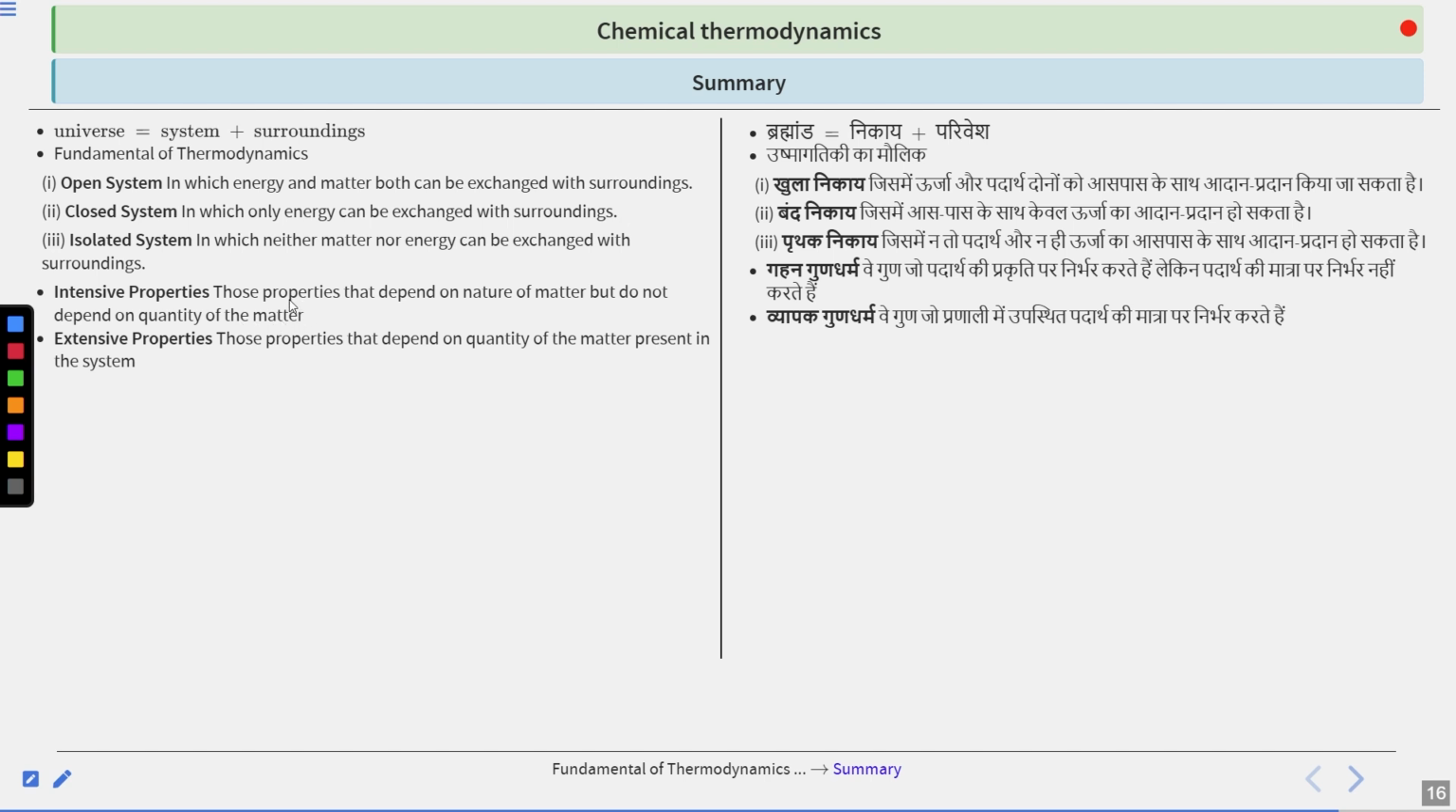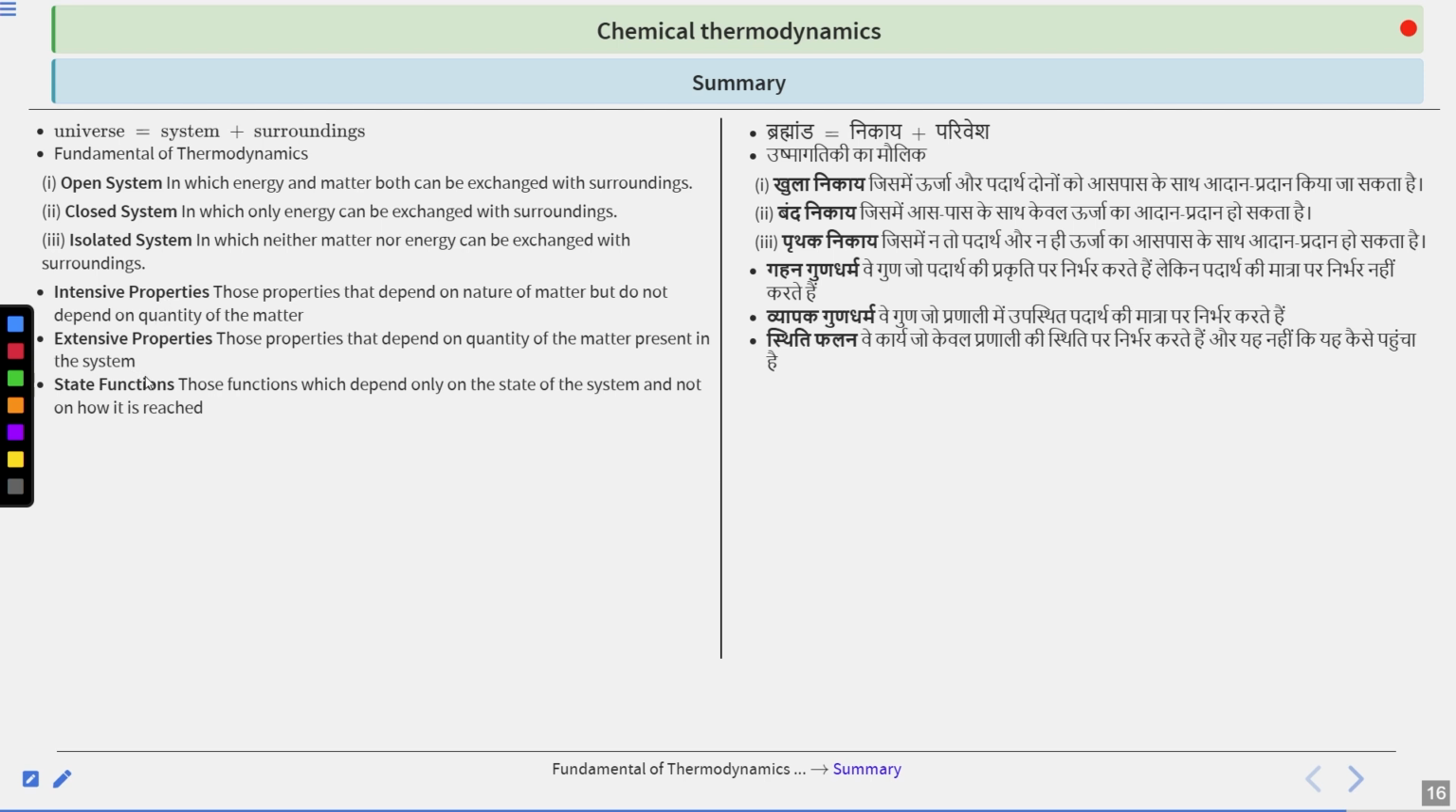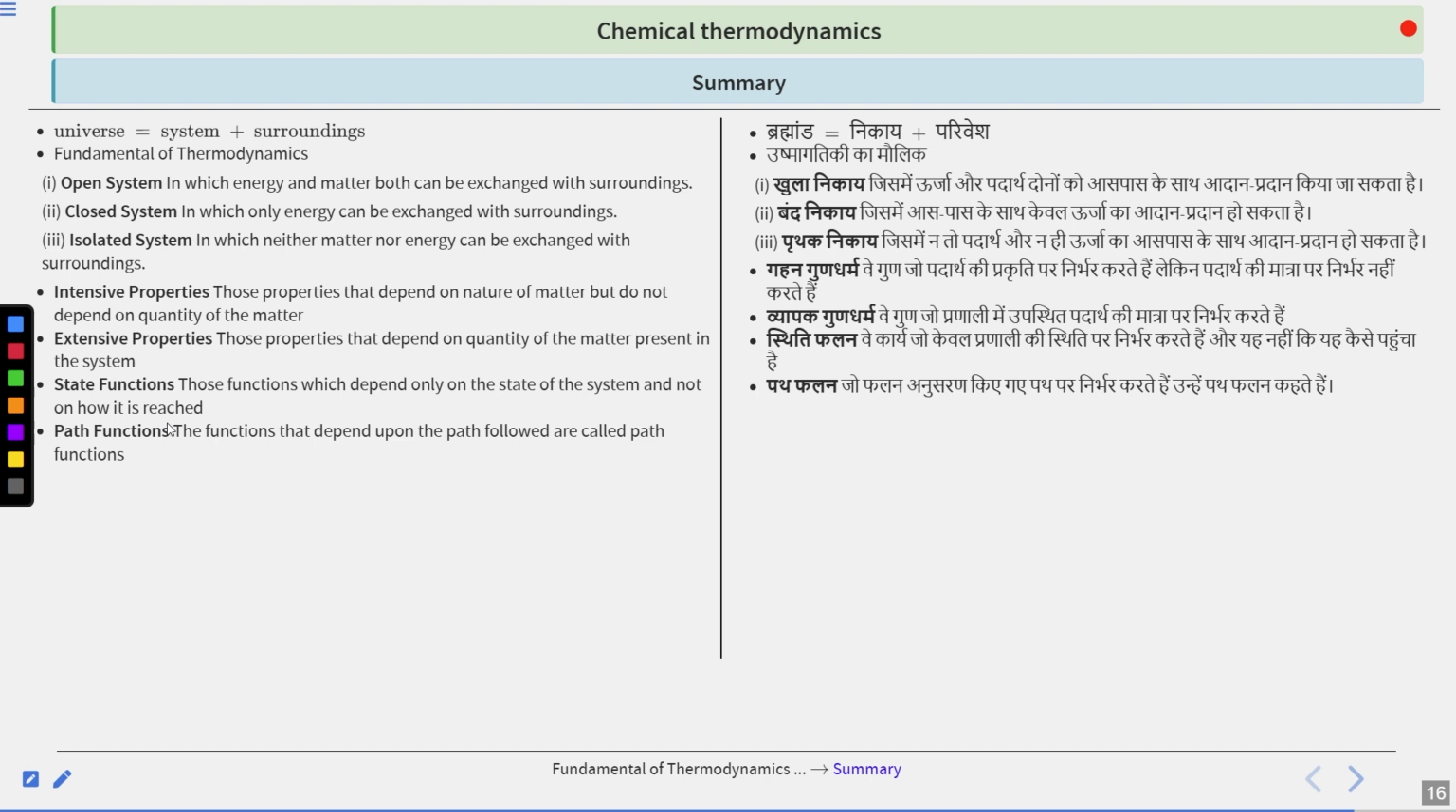Now one more point I had not made earlier, so I will make it here. If you know the value for 1 gram or 1 mole, then you can calculate it for multiple grams or multiple moles in the case of an extensive property. But in an intensive property, you can't do so. You can add extensive properties, but you can't add intensive properties. Clear? Now next is state function. It depends upon the initial and final state, so those functions are called state functions. And path functions are those which depend upon the path taken to reach the final state.